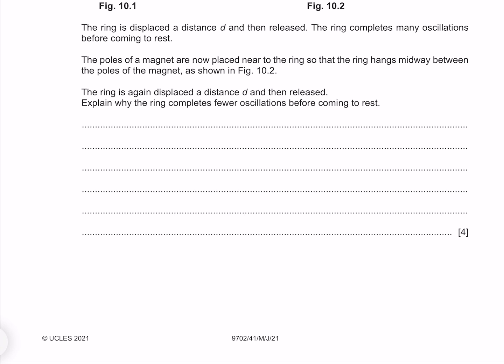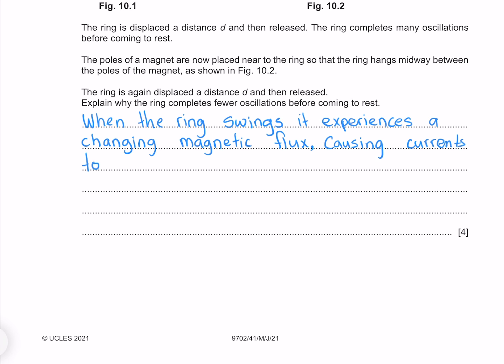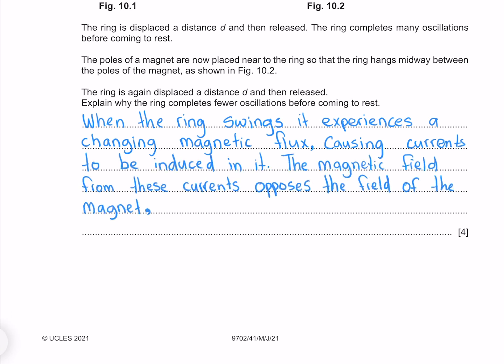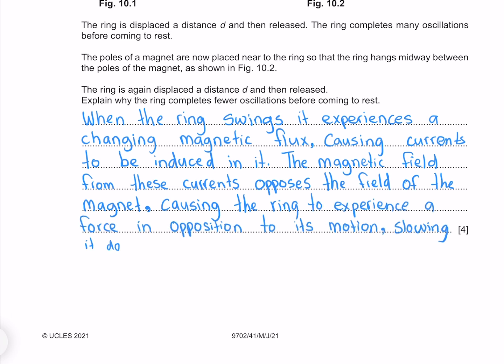The poles of a magnet are now placed near to the ring, so that the ring hangs midway between the poles of the magnet, as shown in figure 10.2. The ring is again displaced a distance d and then released. Explain why the ring completes fewer oscillations before coming to a rest. When the ring swings, it experiences a changing magnetic flux, causing currents to be induced in it. The magnetic field from these currents opposes the field of the magnet, causing the ring to experience a force in opposition to its motion, slowing it down.